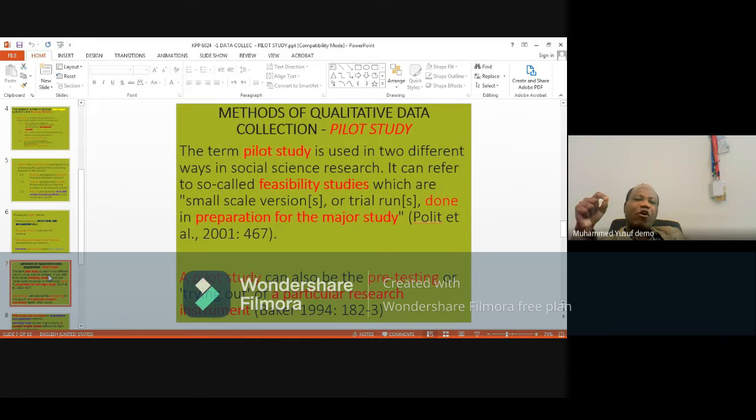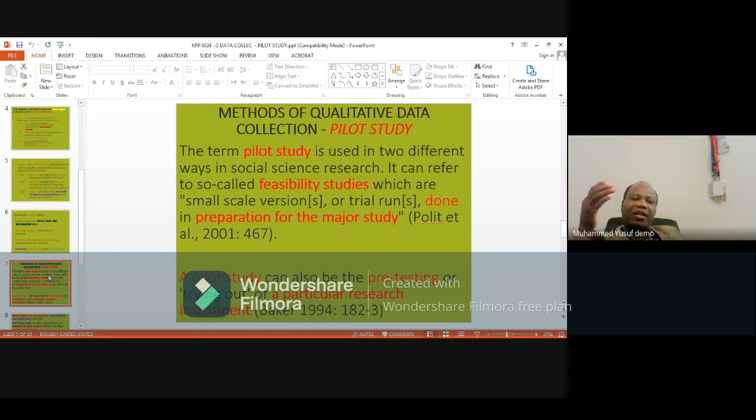So, therefore, we need to really check our interview protocol or interview questions very well. So, checking the interview questions, especially by the time you give it to other people to check it for you, is what we call pilot study.